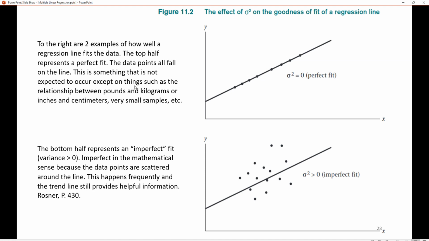This is something that is not expected to occur except on things such as the relationship between pounds and kilograms or inches and centimeters, or if you're working with very small samples, you tend to only see that in those cases. The bottom half represents an imperfect fit. We have a variance greater than 0. It's imperfect in the mathematical sense because the data points are scattered around the line. This happens frequently, and the trend line still provides helpful information.